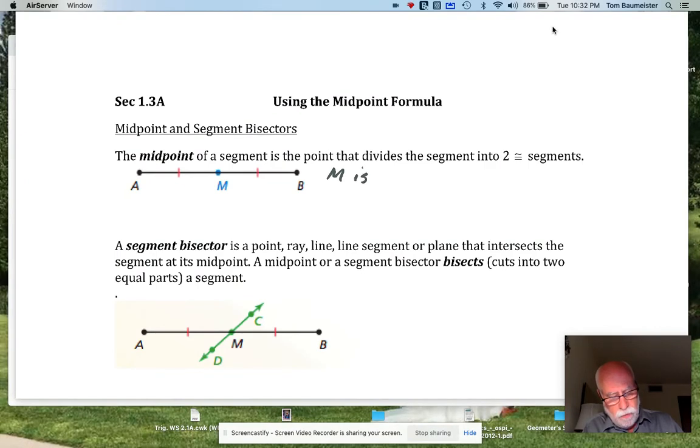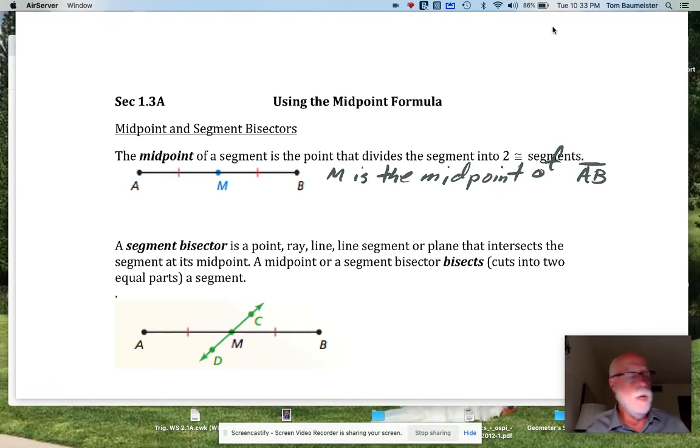M is the midpoint of, again, if we look here, we have line segment AB. So we're going to say M is the midpoint of line segment AB. So that tells us, remember from congruent, we know that the distances are equal. So we can say that AM is equal to MB.